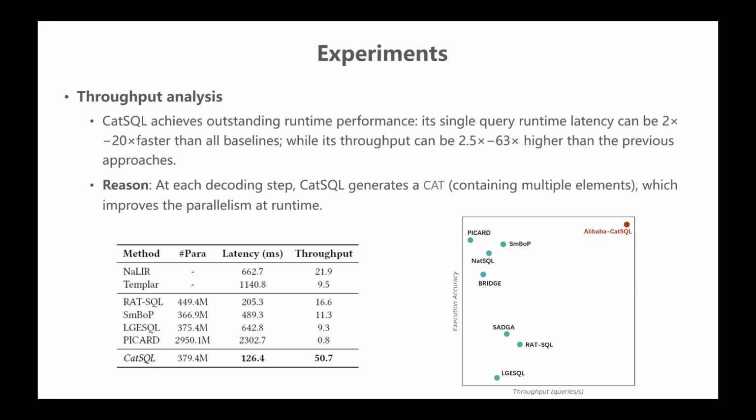CatSQL also achieves outstanding runtime performance. Compared to other methods, CatSQL is much faster and requires less computational resource. The reason for the high efficiency of CatSQL is that CatSQL generates a CAT of multiple elements at each time step, which improves the parallelism at inference.